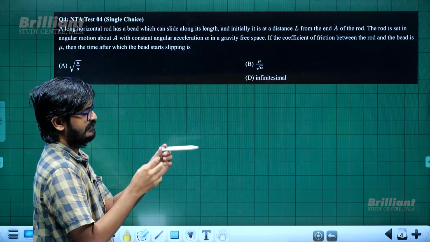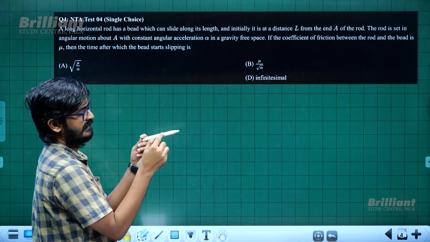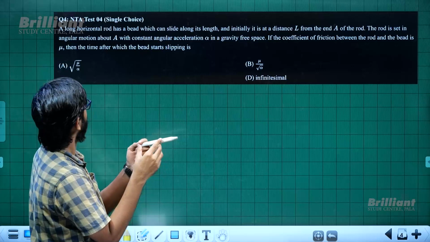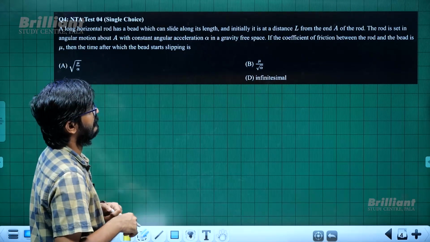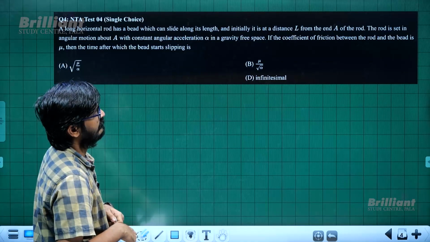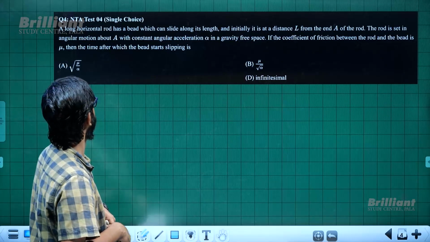A long horizontal rod has a bead which can slide along its length. Initially it is at a distance L. There is a rod which is rotating and there is a bead at a distance L from end A. The rod is set into angular motion about A with constant angular acceleration alpha. If the coefficient of friction between the rod and the bead is mu.